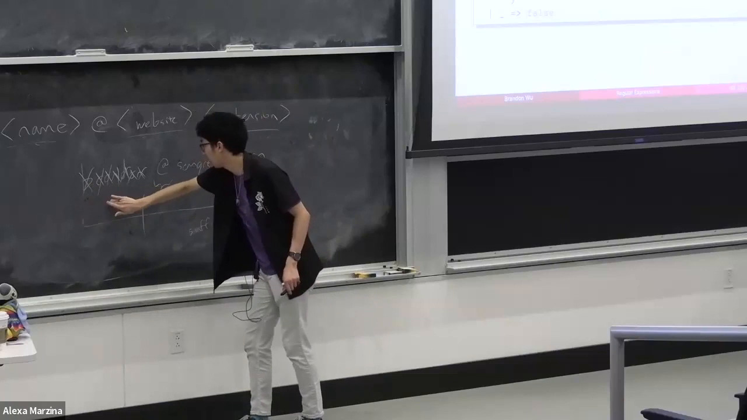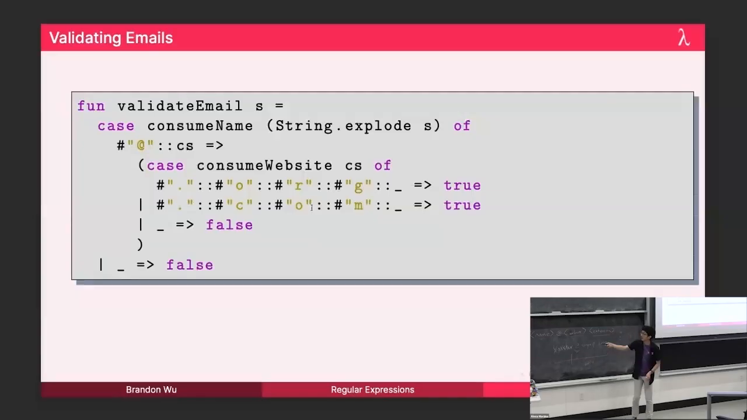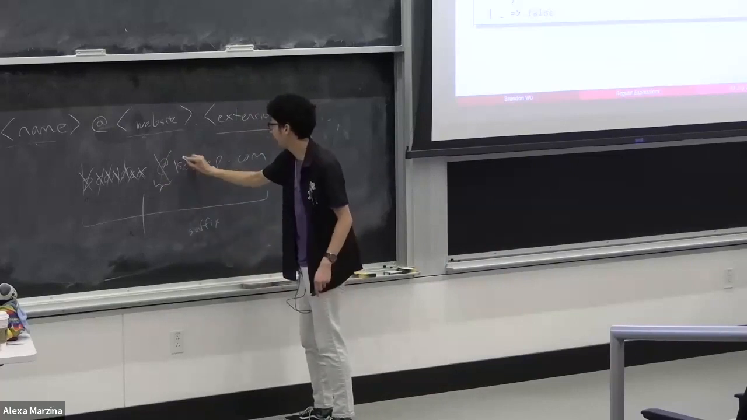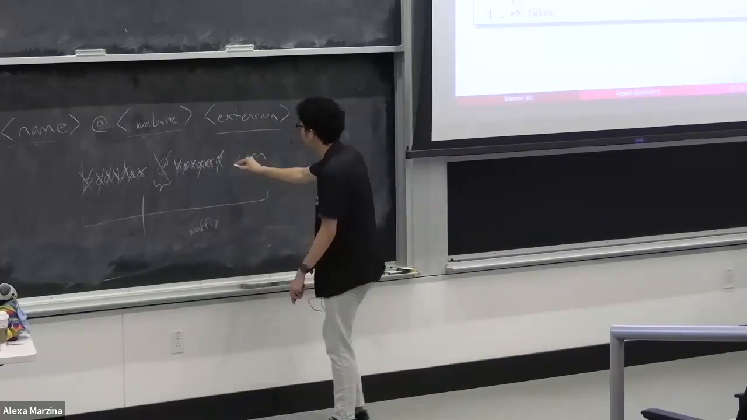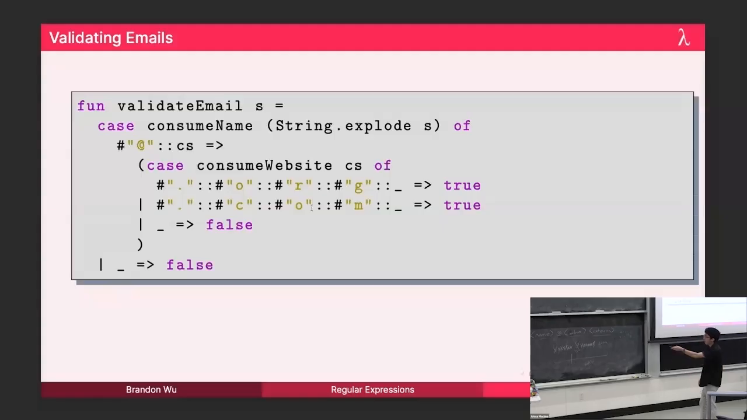So I take off B-R-A-N-D-O-N, and I'm left with this. And I case on that. If I have at and something else, well, I take the at off and I get C's, and then I consume website on it. So I take this off, and then I take off S-E-M-G-R-E-P until I see a dot, at which point I say, well, okay, I'm done.